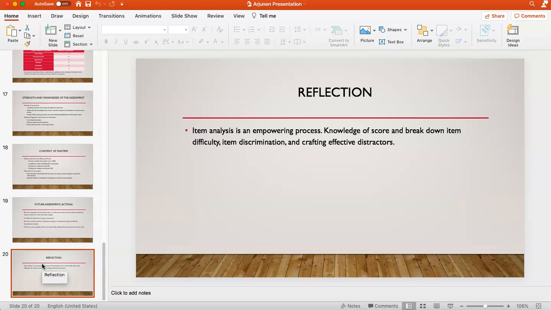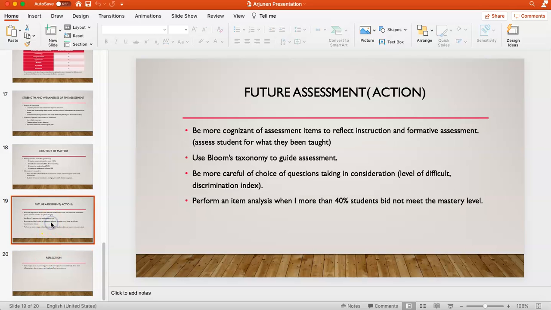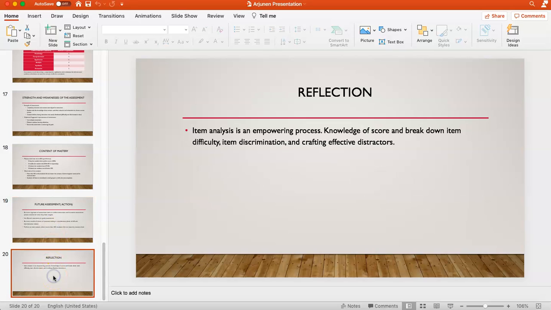Reflection. Item analysis is an empowering process. Knowledge of scores and breakdown of item difficulty, item discrimination, and crafting effective distractors can be a very, very effective tool for classroom teachers in assessing our instruction in the classroom.